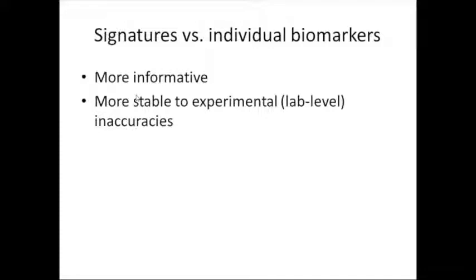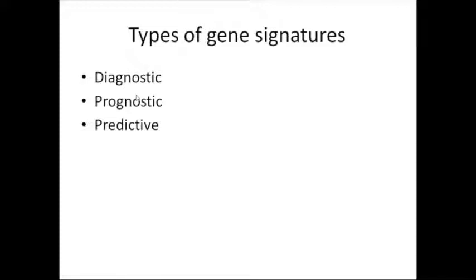So inaccurate measurement of, for example, gene expression level is more crucial in the case of an individual biomarker, but can be compensated by more accurate measurements of gene expression levels in the case of gene signatures that comprise several genes. Similar to biomarkers, gene signatures may have three aims. There are diagnostic, prognostic, and predictive gene signatures. Diagnostic gene signatures are used to test whether a patient has a certain disease.